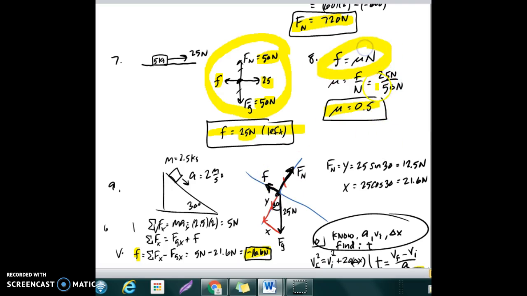Using the friction equation, calculate for the coefficient of friction, which is mu. 25 newtons of friction, 50 newtons of normal force is 0.5 for mu.